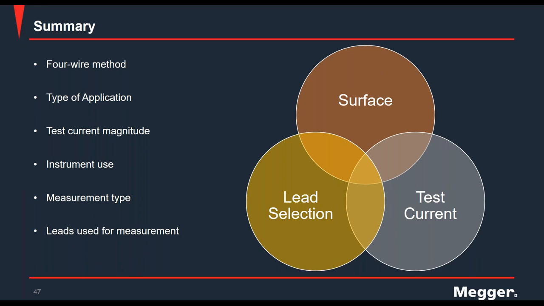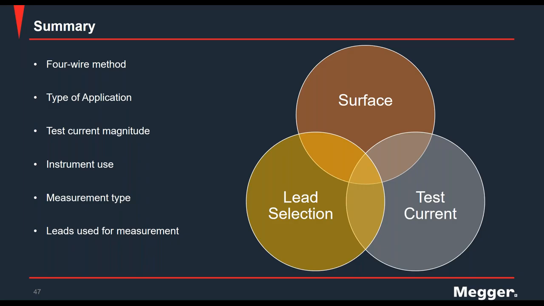The next one is instrument use. We need to understand what the right instrument is to measure a particular surface, and the instrument that can provide the correct magnitude of test current. The next takeaway from this session is the measurement type. We had several measurement types that we discussed today: the normal mode, the automatic mode, the automatic unidirectional mode, the continuous mode, and the inductive mode. Each mode has its special features that can be used for special applications. So it's very important to understand the right measurement type.